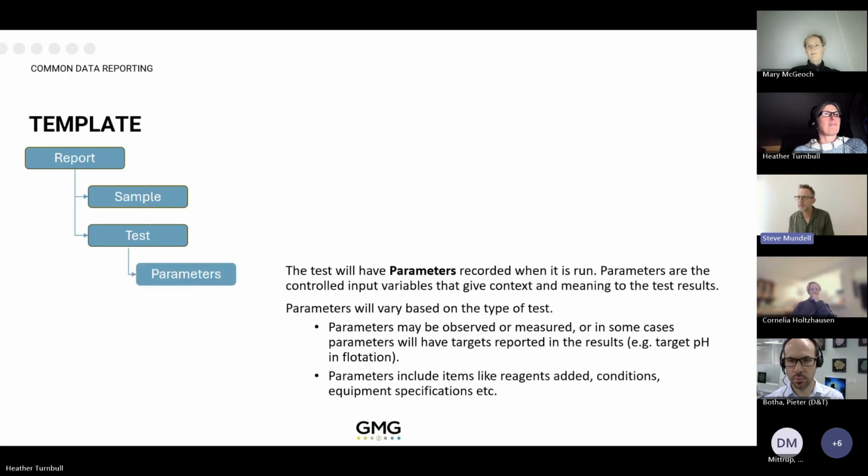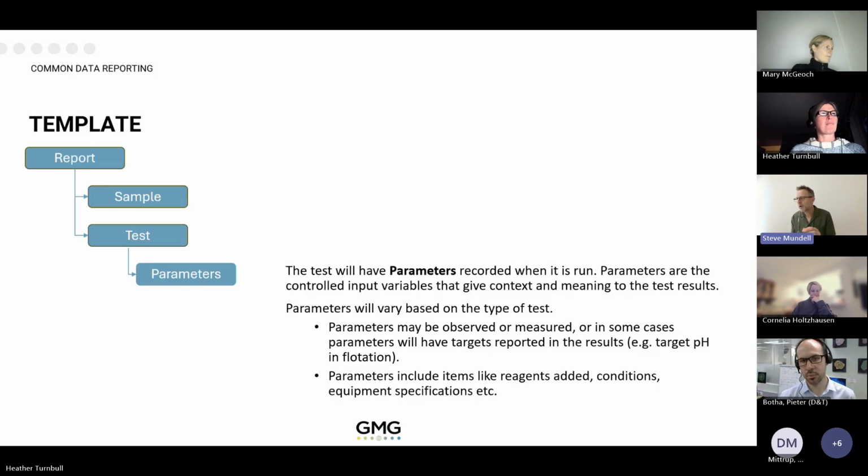Next slide. For a test, it'll have parameters that are recorded when it's run. And so these are controlled input variables. They might be observed or measured, and it might be targets. And these are descriptive type parameters for a test. Using flotation as an example, a parameter for a flotation test might be the cell type. That might be one of those parameters that you're looking at. So it's defining this overall input variable for the entire test.